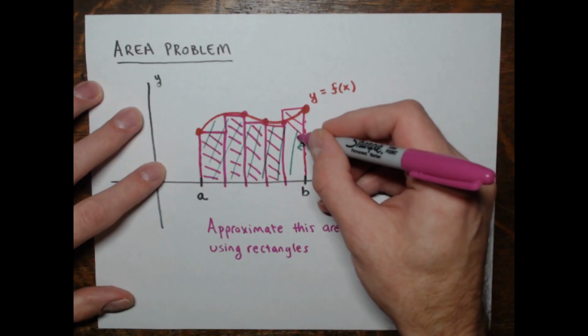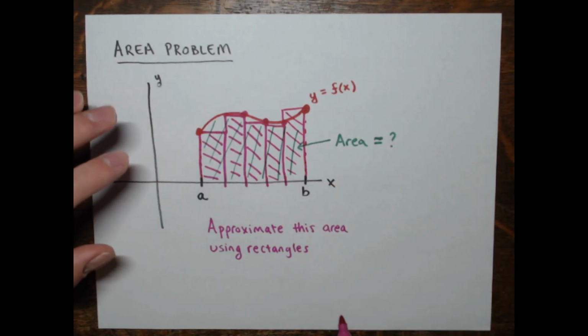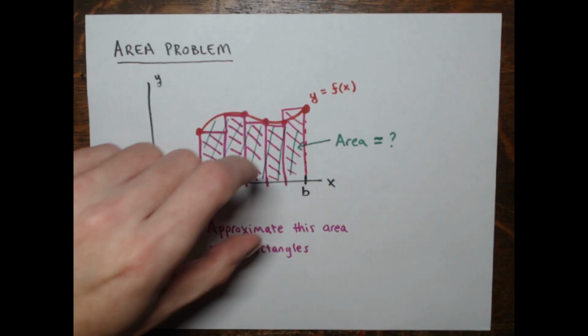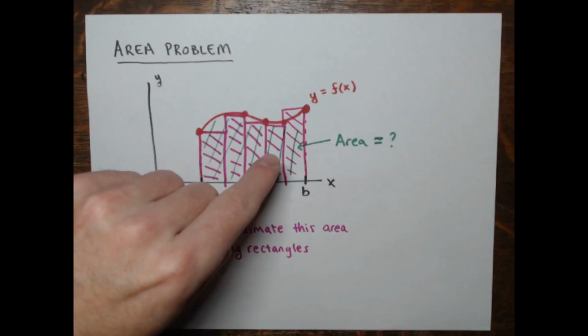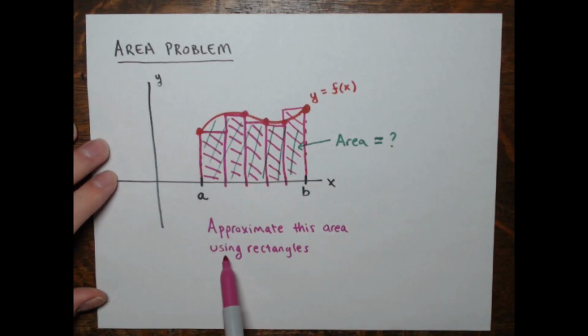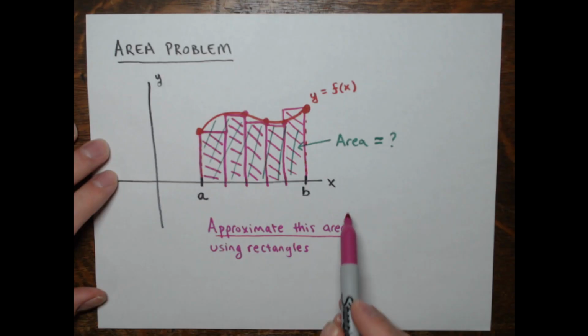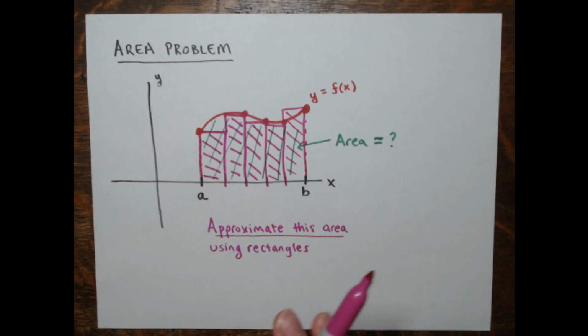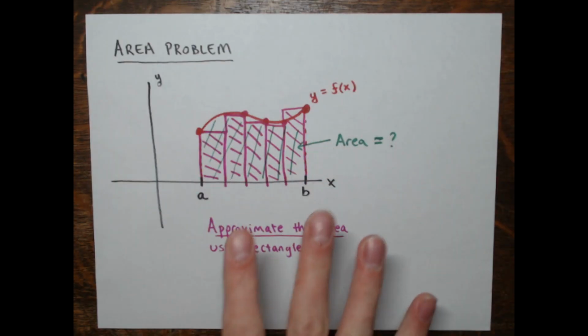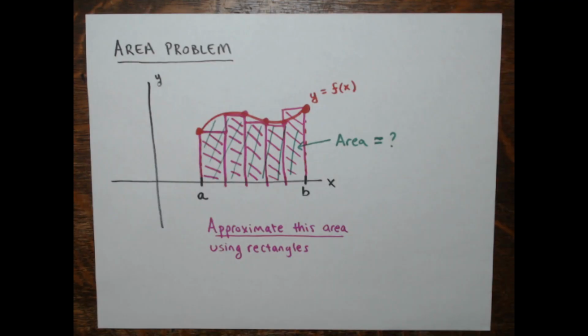Now this one overestimates, but still, all these rectangles, if you were to add up all these areas, you're getting an approximation of the actual area under the curve. So that's all that's being done here in this initial section on a preview of calculus.